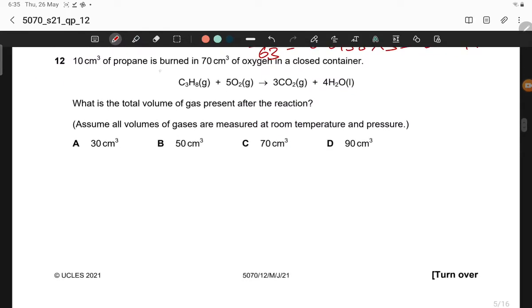10 centimeter cube of propane is burned in 70 centimeter cube of oxygen in a closed container. What is the total volume of gas present after the reaction? Assume all volumes of gases are measured at room temperature and pressure.